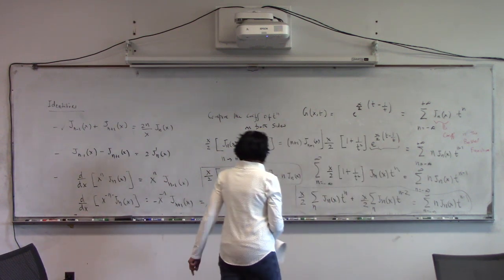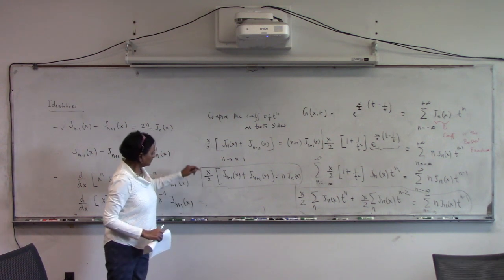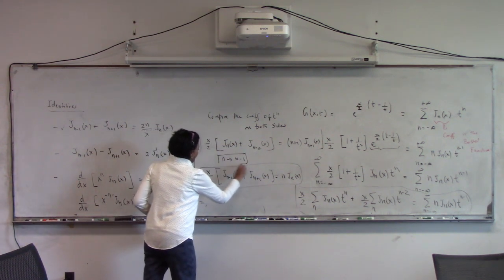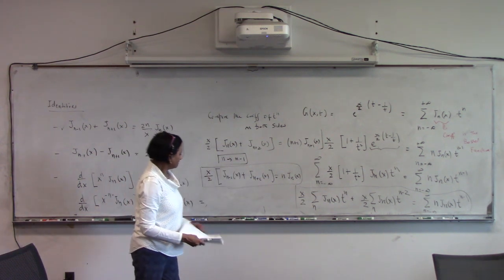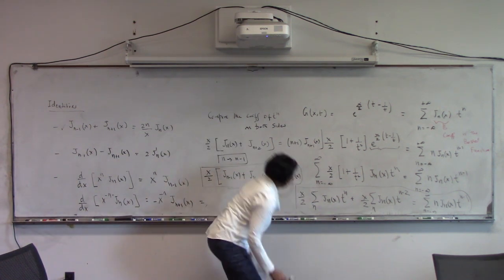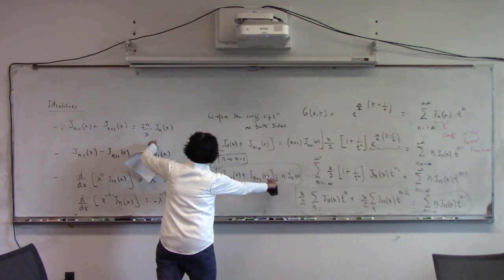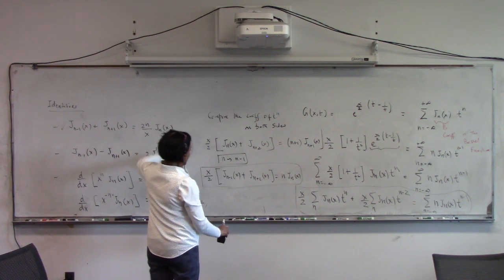Okay, so that is that expression. All right. I just have taken the 2n over x to the other side. So it's exactly the same expression.